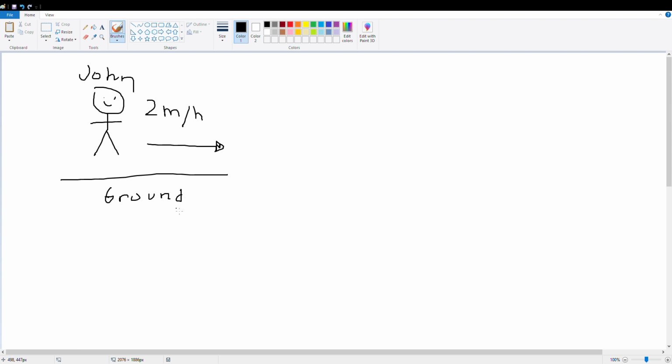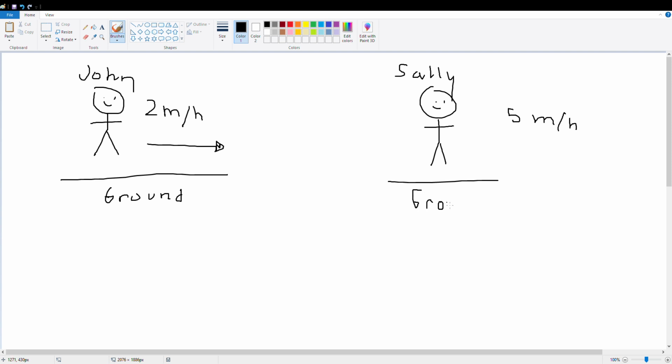So yeah, this is simple enough. Now let's add another person. Now let's say Sally. This is Sally. Sally is actually moving faster than John, going at 5 miles per hour relative to the ground. That just means relative to the ground. So John relative to the ground, and then Sally relative to the ground.